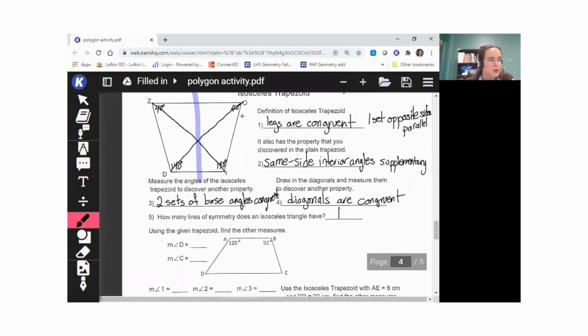Our next example is just a standard trapezoid. We want to find the other measures. The first one is of angle D. So we'd take 180 minus 120 and get 60 degrees for angle D. And then for angle C, we'd do the same, but with 92. So 180 minus 92, and we get 88 degrees.